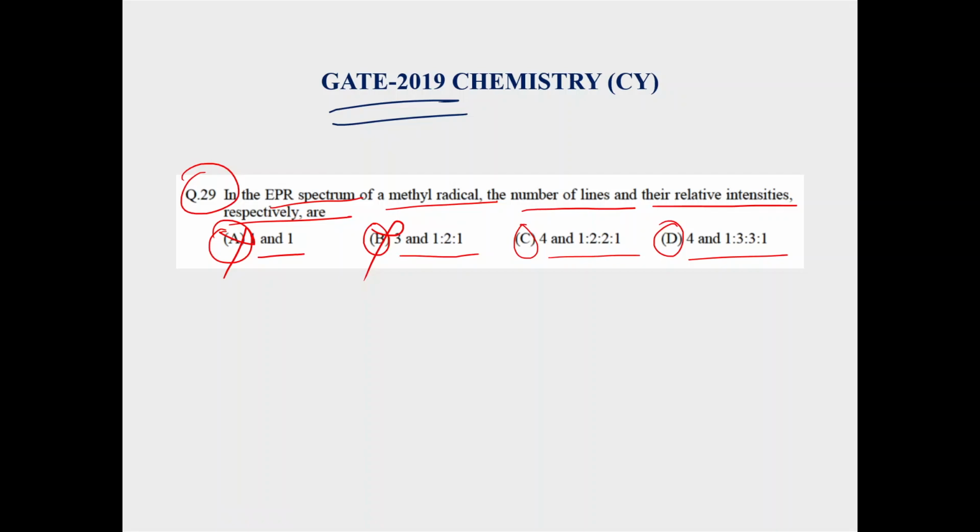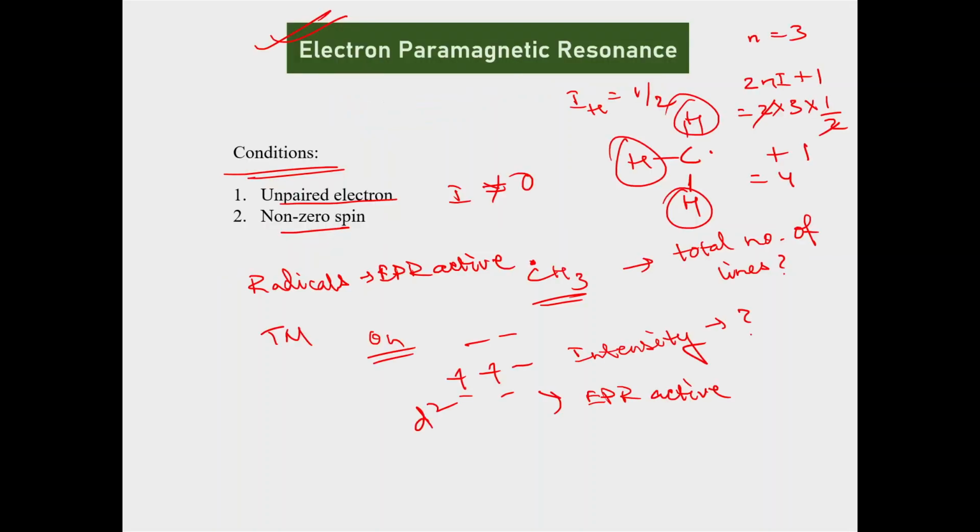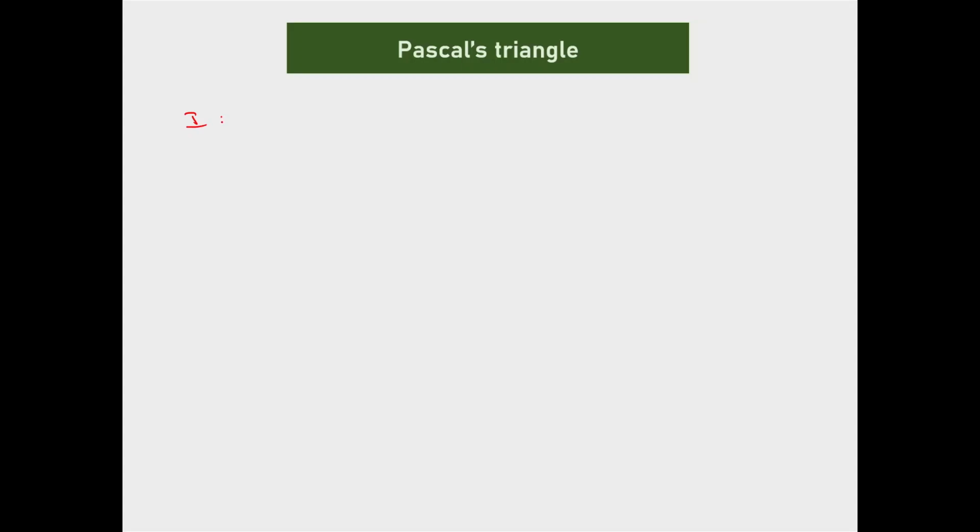Then next, moving on to their relative intensities. Now, how do we find the relative intensity? Here also H has half spin, and similar to NMR, if the spin value is half, then we can use Pascal's triangle for getting the relative intensity. So what is Pascal's triangle? This is 1, then 1, 1, then 1, 2, 1, then 1, 3, 3, 1, then 1, 4, 6, 4, 1.